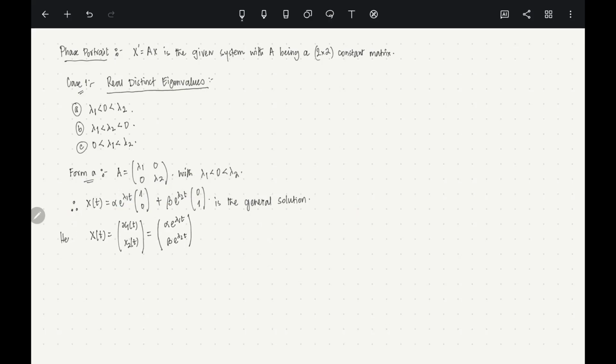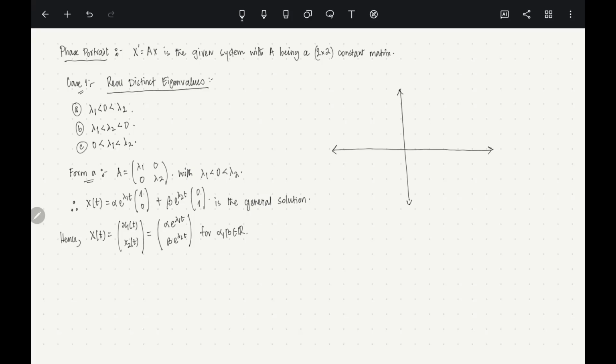Hence x(t) is this for alpha, beta in R, of course, for an arbitrary alpha, beta. Now let's just draw some pictures. Again, the pictures may not be very nice looking, but you will get the idea of it. So let's draw the two-dimensional plane.